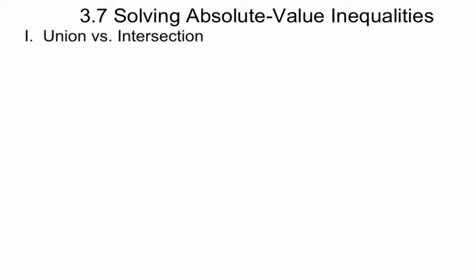The section for today is 3.7, Solving Absolute Value Inequalities. I want to start out looking at union and intersection, how they relate to absolute value. Then from there we'll get into solving the absolute values, which is basically the same as when we did absolute value equations, except for with one little change.